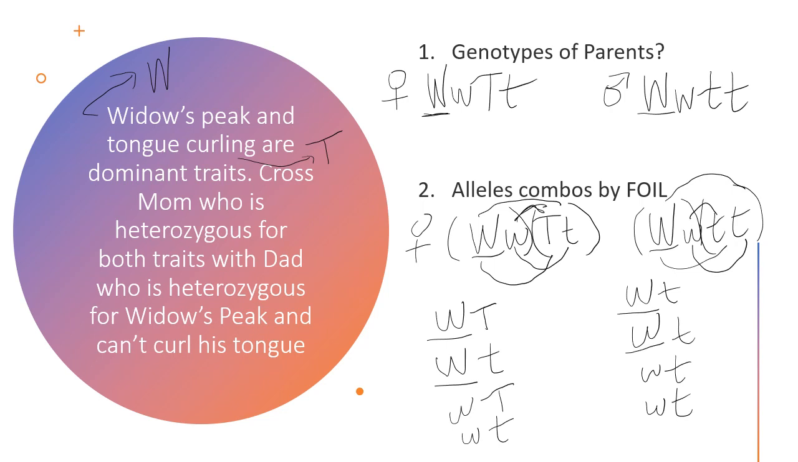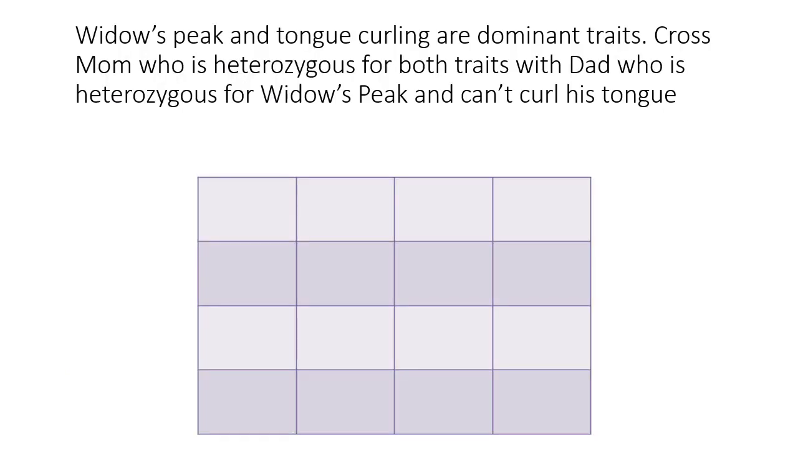So Mom's are 4 unique combinations, and Dad really just has 2 combinations. So I can use that to then make a Punnett square. So here's that same problem. So I made my Punnett square 4 by 4 because a dihybrid cross has 4 by 4. But if you'll notice, Mom had 4 combinations and Dad only had 2. So it doesn't have to be a 4 by 4, but I'm going to show you the 4 by 4 way first.